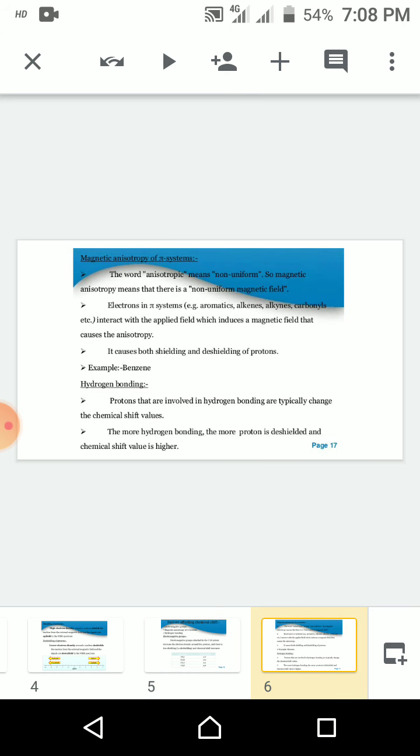The next term is magnetic anisotropy of pi systems. The word anisotropic means non-uniform. So magnetic anisotropy means that there is a non-uniform magnetic field. What is a pi system? Examples are aromatics, alkynes, carbonyls, etc., which are considered pi systems.